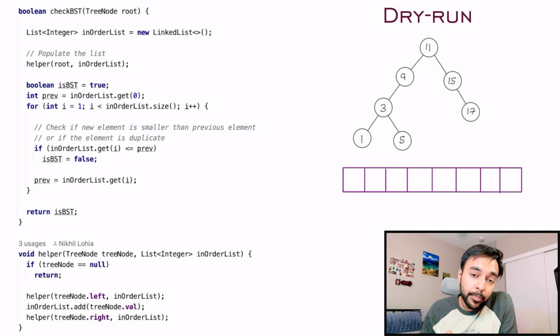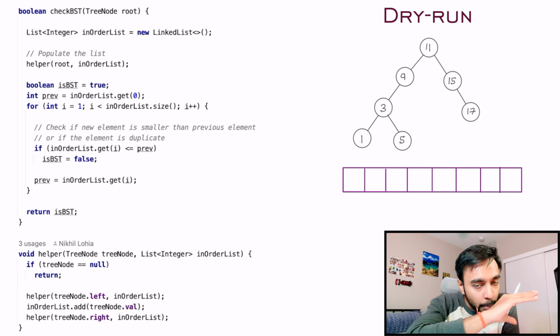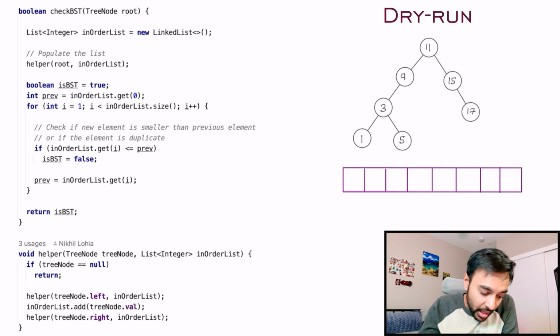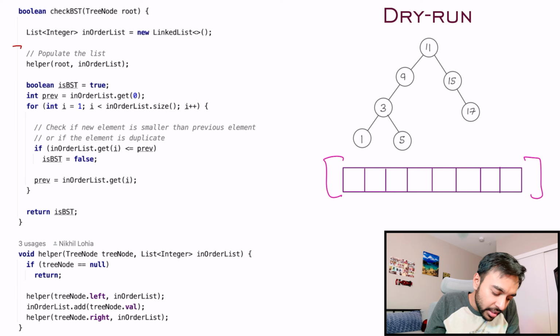Moving on with the dry run, the first thing that we do is create a list that will store my in-order traversal of this tree. So I have this list with me where I'm going to store all of my numbers. Now, what you need to do is populate this list, right?